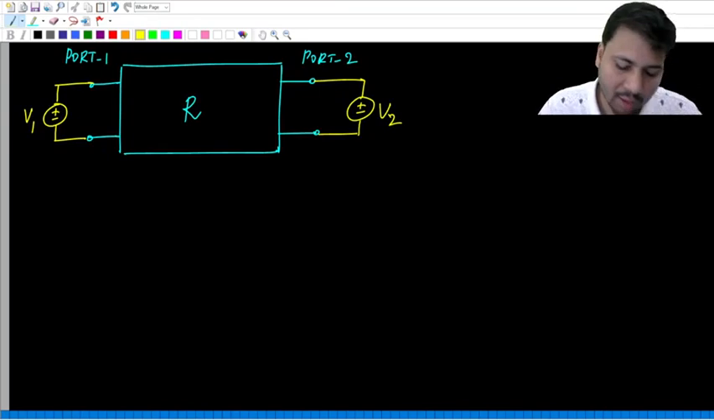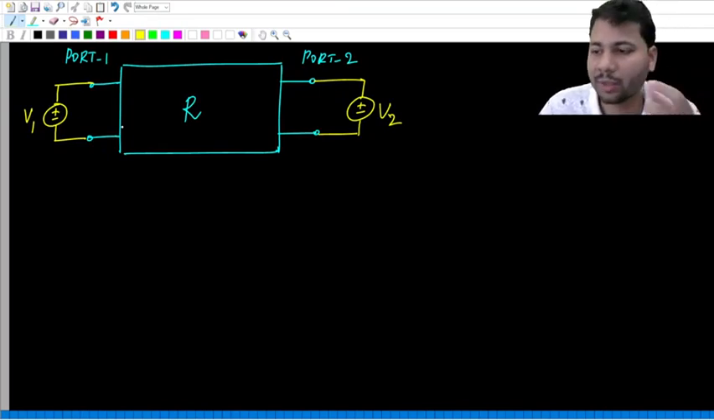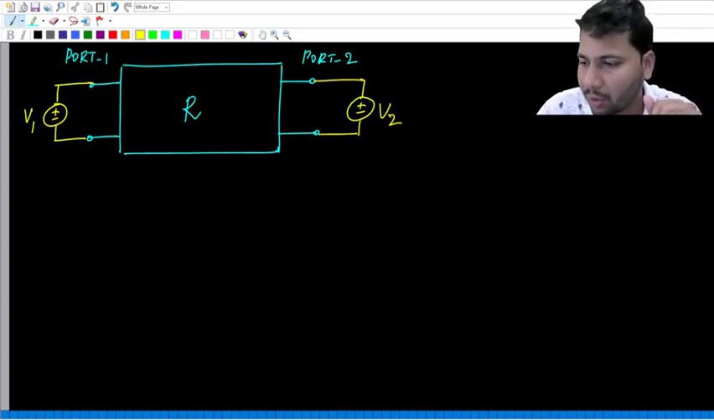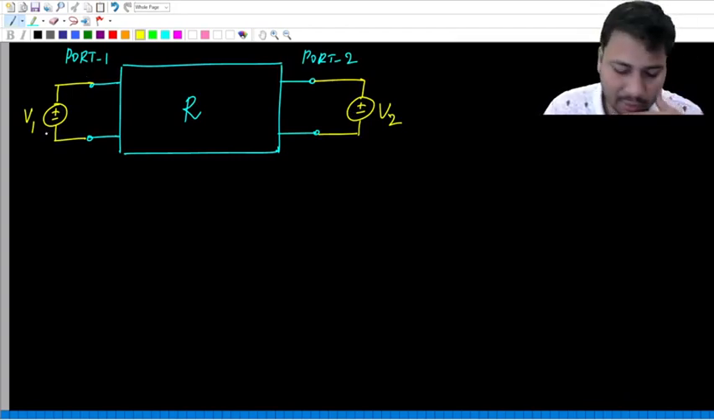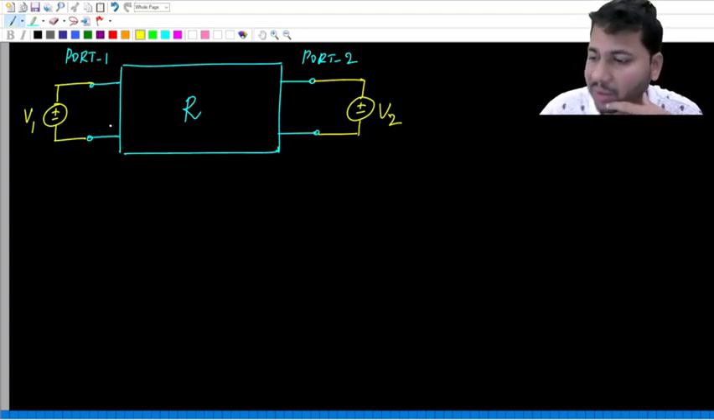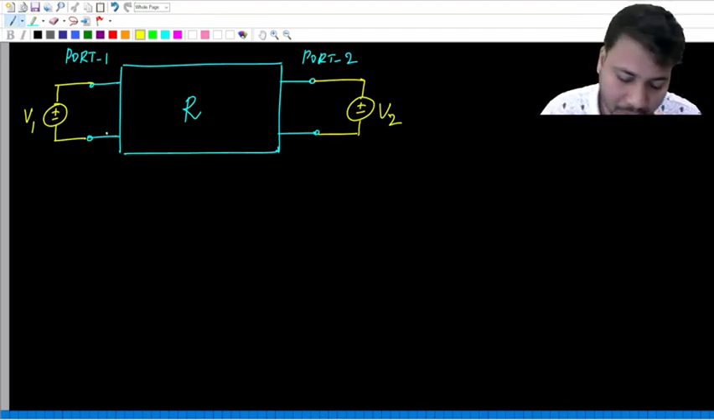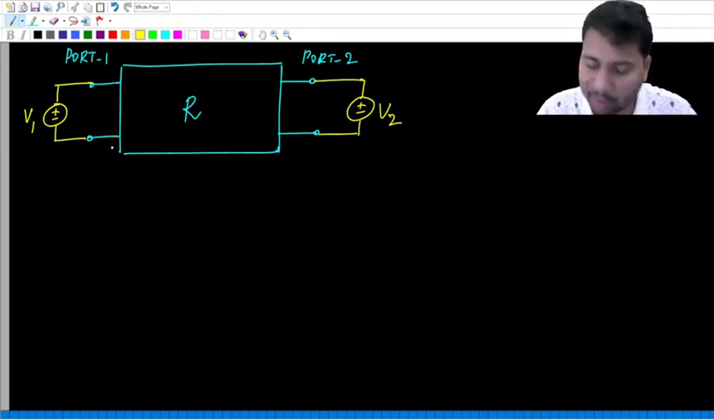Now at any port there will be two variables. One is the voltage across the port, another is the current flowing at that port. At port 1 what is the voltage, what is the current. At port 2 what is the voltage, what is the current. Already at port 1 we have connected a voltage source. The voltage across port 1 will be V1, and the voltage across port 2 will be V2. Now we have to show the currents at both the ports.